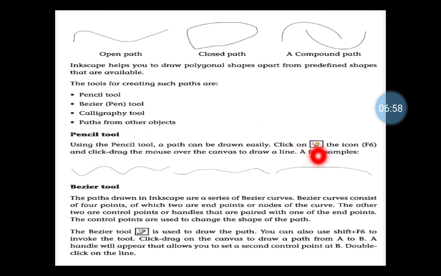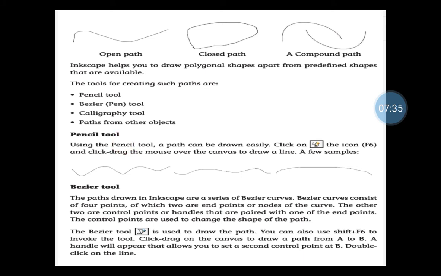You can click on this icon, which you can see in Inkscape, and click and drag the mouse on the canvas. Or you can press the F6 key from the keyboard and just drag using the mouse. You have to just drag the mouse over the canvas to draw some lines, some paths. You have to use this pencil tool.